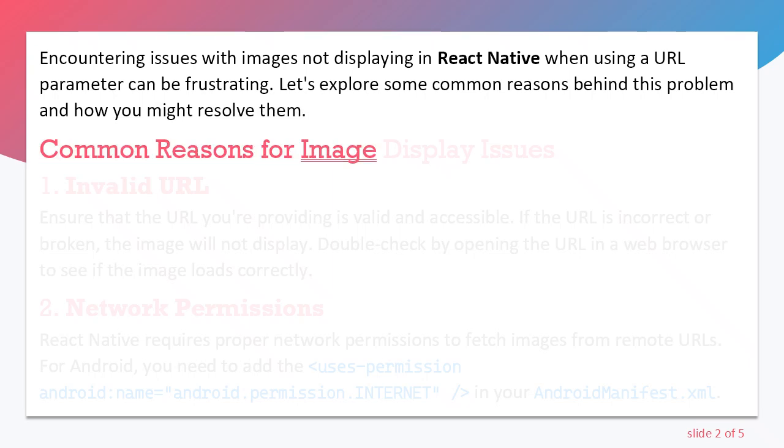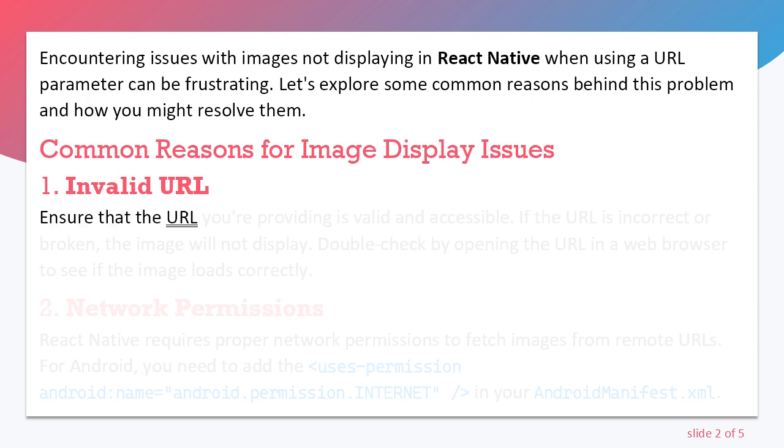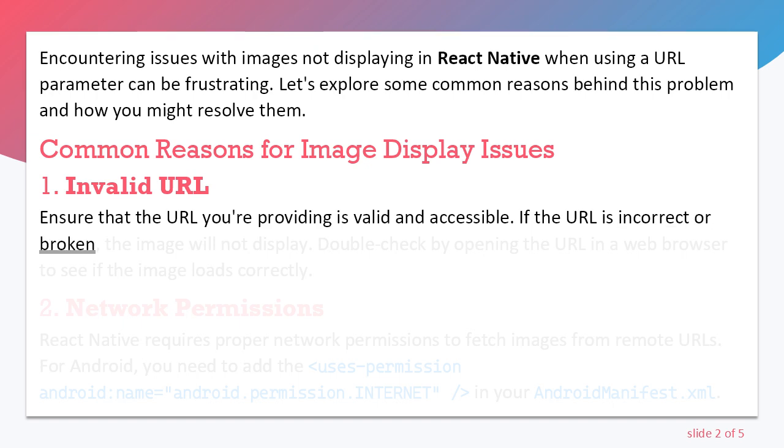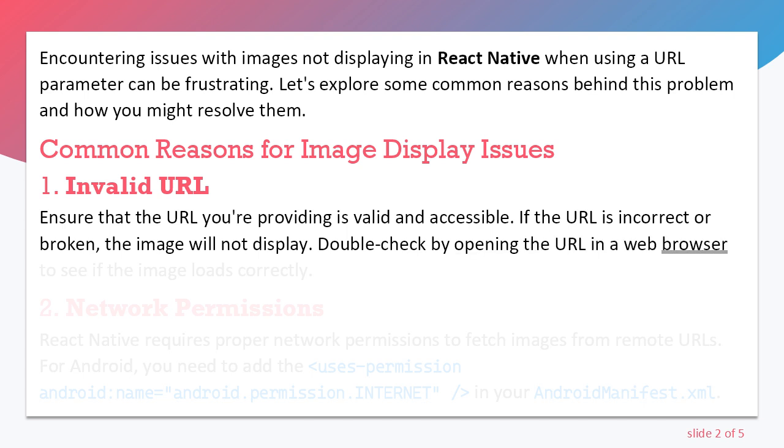Common reasons for image display issues. 1. Invalid URL. Ensure that the URL you're providing is valid and accessible. If the URL is incorrect or broken, the image will not display. Double-check by opening the URL in a web browser to see if the image loads correctly.